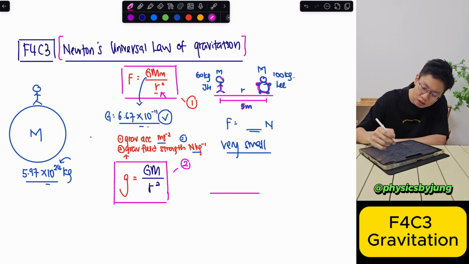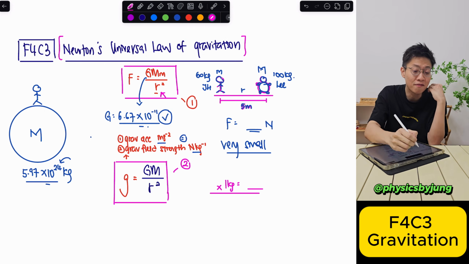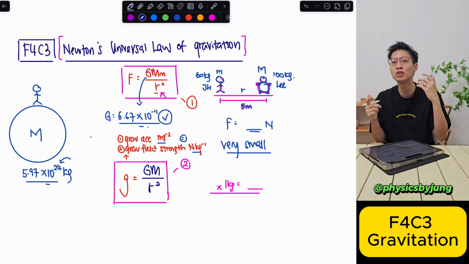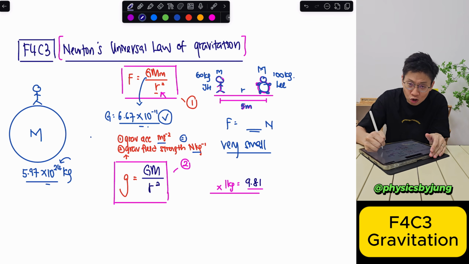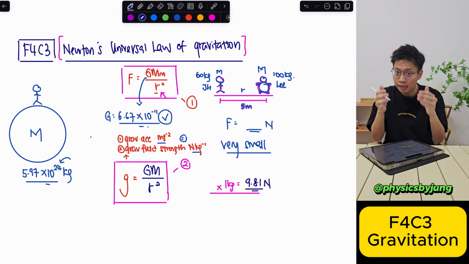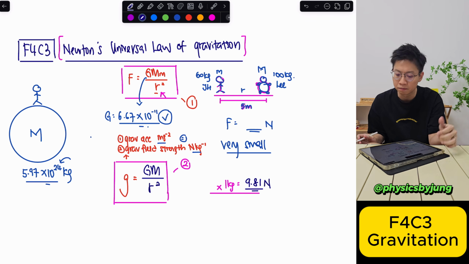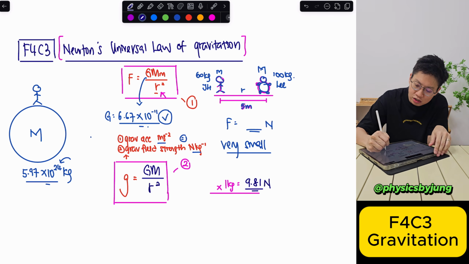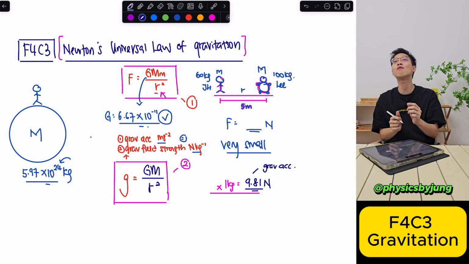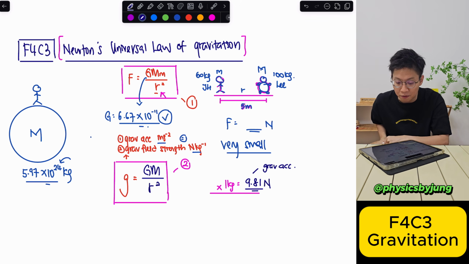One thing to note, guys: when you are at Earth's surface, 1 kg is equivalent to how many Newtons? I'm very amazed that I have students who still tell me that it is 10 Newtons. No, guys, it is 9.81 Newtons since the beginning of Form 4. 10 Newtons is used in Form 1, Form 2, and Form 3. So this 9.81 is also known as your gravitational acceleration. When you do calculations involving free fall, where your object falls down, there's an acceleration of 9.81.